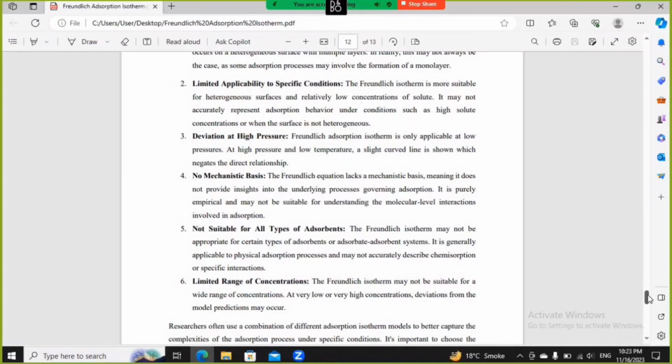As we see above, Freundlich adsorption isotherm is only applicable at low pressure. At high pressure and low temperature, a slight curved line is shown which negates a direct relationship. No mechanistic basis. The Freundlich equation lacks a mechanistic basis, meaning it does not provide insights into the underlying processes governing adsorption. It is purely empirical and may not be suitable for understanding the molecular level interactions involved in adsorption.